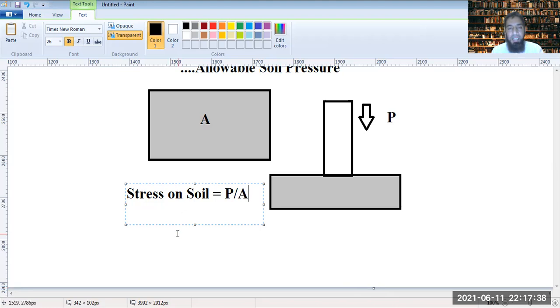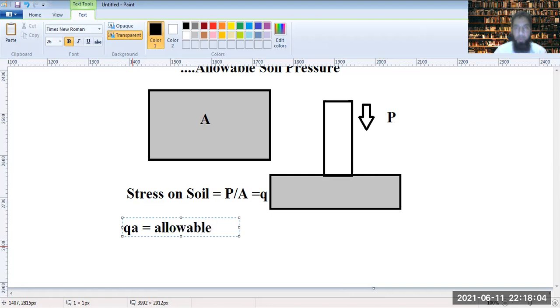Now, this stress, if we denote it by Q, would be the stress actually acting on the soil. But there is a QA, which is the stress above which the stress on the soil should not increase. So the soil stress or the soil pressure which is allowable is QA.